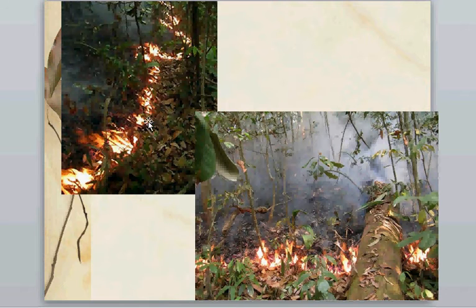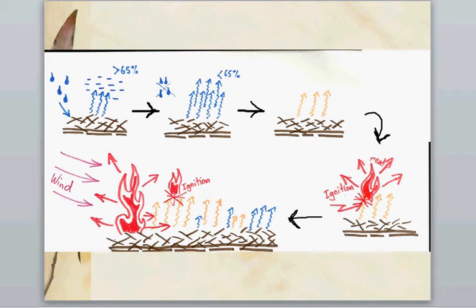Here's a schematic of how a fire starts and how it is propagated. In this first graphic here, we have rain falling on the leaf litter. So these crosses down here are all leaf litter. This is rain, falls on the leaf litter and wets it up, and the leaf litter will remain wet until when the humidity is greater than 65%.